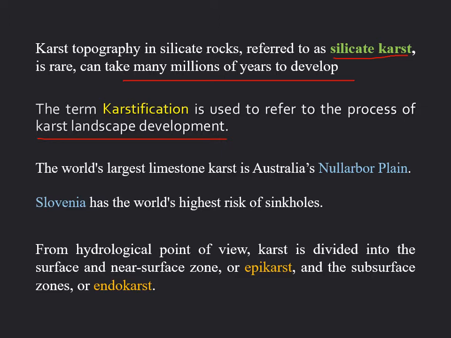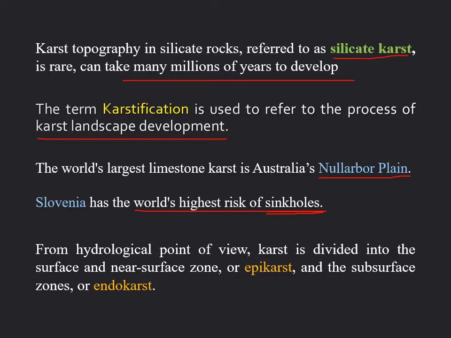The world's largest limestone karst occurs in Australia's Nullarbor Plain, and Slovenia has the world's highest risk of sinkholes. A sinkhole is a subsidence feature, a depression. We will come to sinkholes in later slides, but for now, just understand that a sinkhole is a depressed feature formed in the subsurface, and it occurs due to solution of underground limestone.